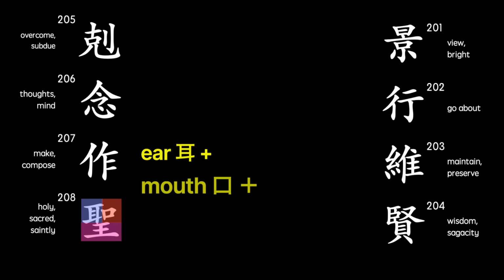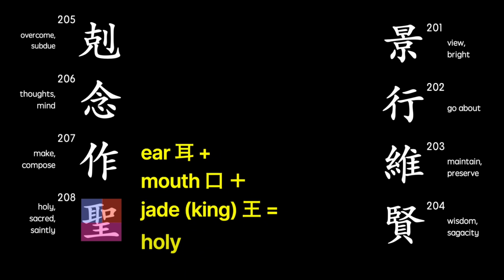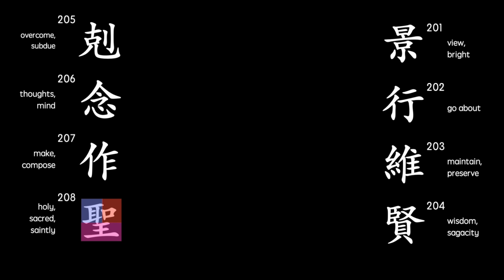Finally, I want to highlight character 208 because I often confuse this one with other characters that have the ear radical. Here, the ear radical is in the top left, the mouth radical is in the top right, and the jade or king radical is below. In short, we listen to the words spoken by the king as if they are sacred.